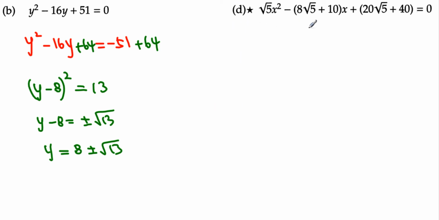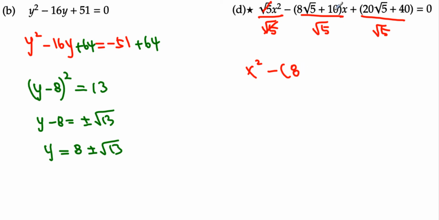how about number D? Here, what if I divide, because I have x squared and I have square root of 5, and that seems to be common in some places. So what if I divide by square root of 5? Then these two cancel out. We are left with x squared minus. See, radical 5 cancels out with radical 5, becomes 8.